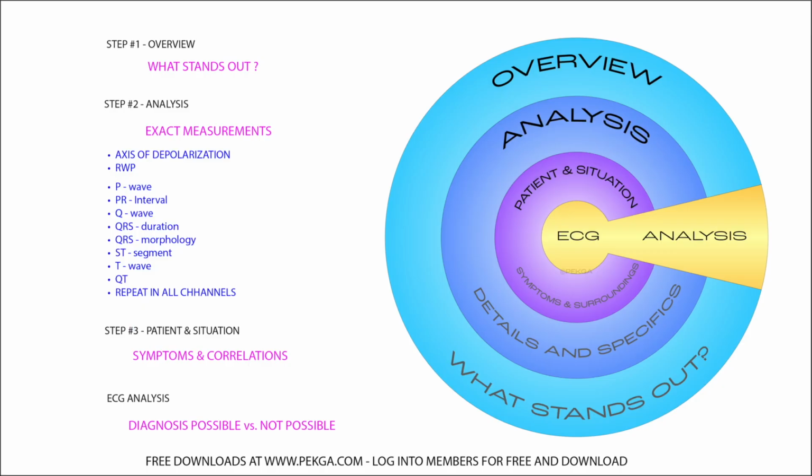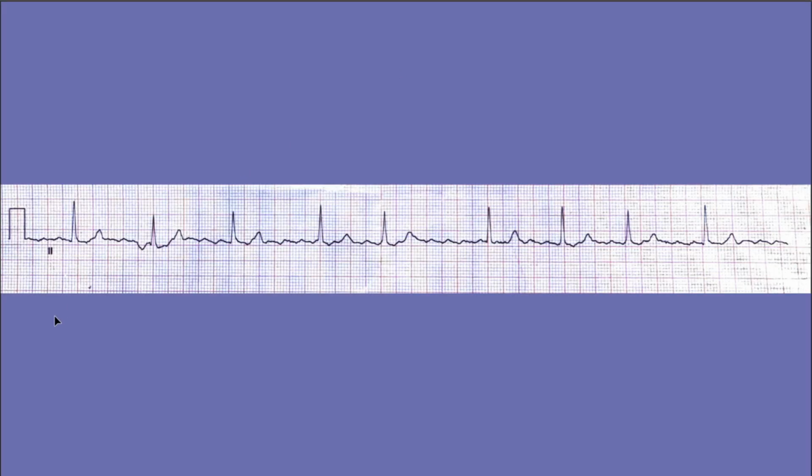Before we get into it, I do want to remind you to develop your own methodology or your own system of analysis as you develop your ECG skills. This is what we use at Pekga here, 3 steps, right? First thing we look at is what stands out, then we go into measurements, try to correlate that with symptoms. And as you can see here, when you align these 3 rings, it will allow you to do ECG analysis. All right, let's get to it.